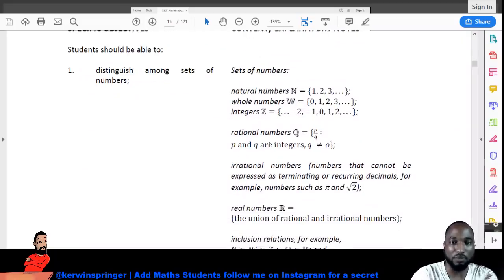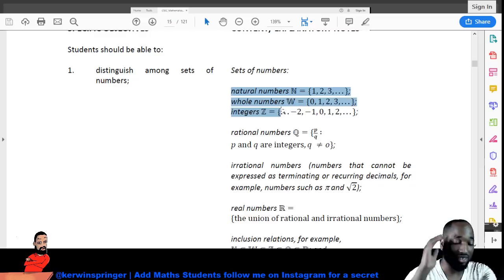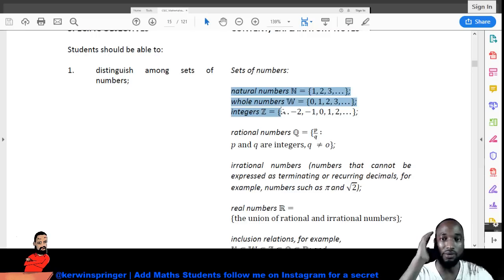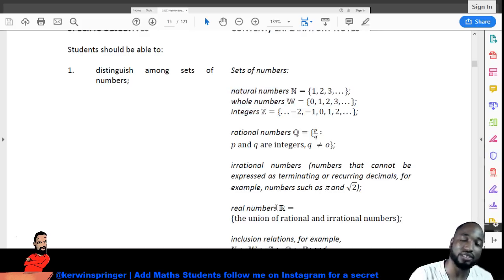Distinguish among the set of numbers. So you see these, your natural numbers, the symbols for natural numbers, whole numbers, and integers. You need to understand what these symbols are. N, W, Z, rational numbers, Q. Irrational numbers, you need to remember those as well, and real numbers. You also need to be able to put each of them in a set. Like you see, you start off with natural numbers.